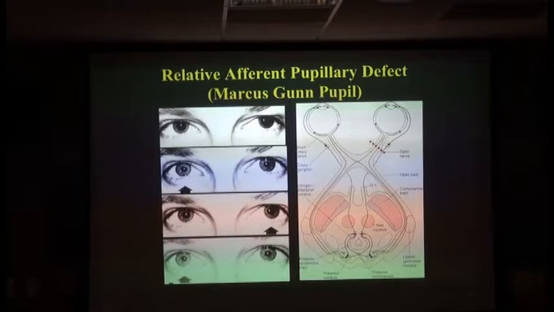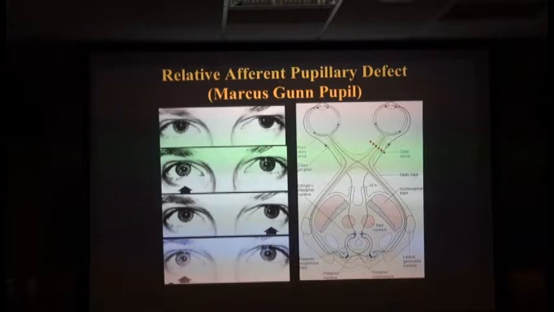So this is the basis of a relative afferent pupillary defect. Here we have another schematic. I'm going to show you a video. But you can see here's the light being introduced. You'll notice that both pupils constrict. Consensual light response, right? Double decussation. The light is swung over to the side.